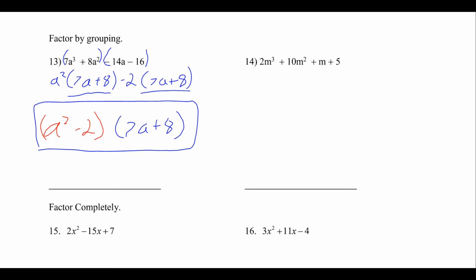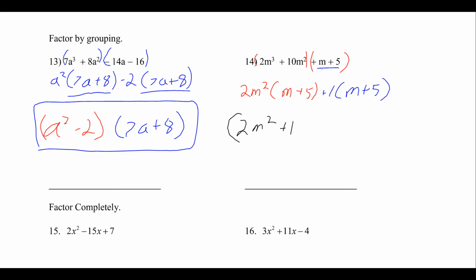Number 14. Same exact method, okay? We're going to go like this, section it off. Alright, now, in this first section, we can pull out a 2m squared. And that's going to give us m plus 5. In the second section here, we've already got m plus 5. So we're just going to pull out a plus 1, and it's going to give me m plus 5. And then right here we got 2m squared plus 1. And then we've got m plus 5. And there it is. That's an answer.